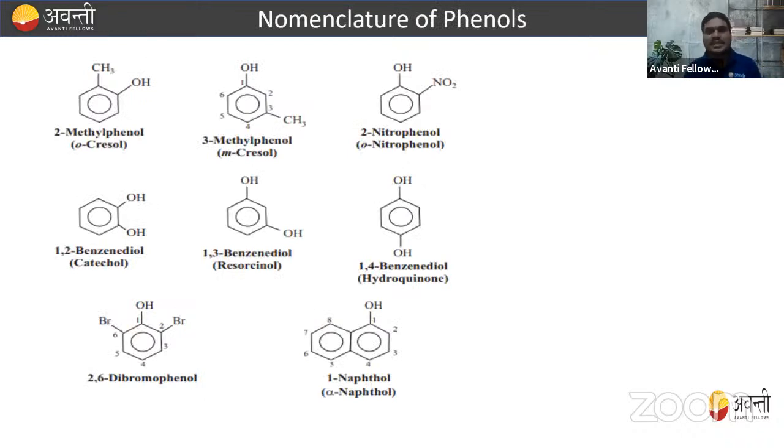So there is a basic nomenclature of phenol. You must remember these common names also. For example, this is called ortho-cresol because in the ortho position we have an OH group. This is called meta-cresol, right? This is called ortho-nitrophenol. Similarly, if you have two OH groups, then this is called catechol, resorcinol, and hydroquinone, right? If we have a 1,4-benzenediol, then it is also known as hydroquinone. Similarly, we have alpha-naphthol and 2,6-dibromophenol. We have 2,4,6-tribromophenol also. So these are some common names that you must remember, right?